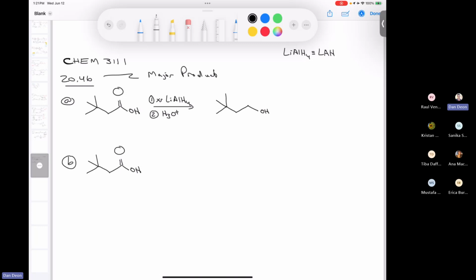All right, next one is where we're taking the exact same compound. Sorry, I'm having a problem with my Microsoft Teams. Just bear with me. There we go.